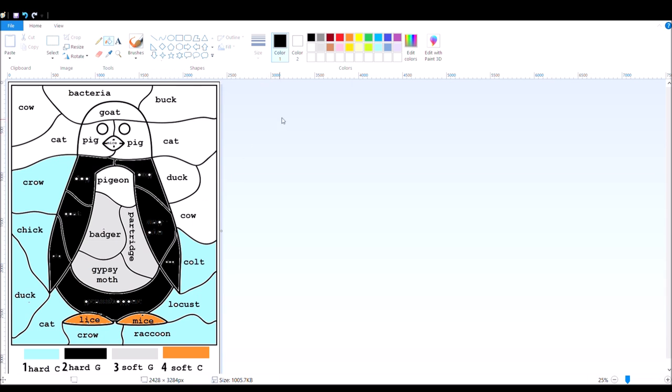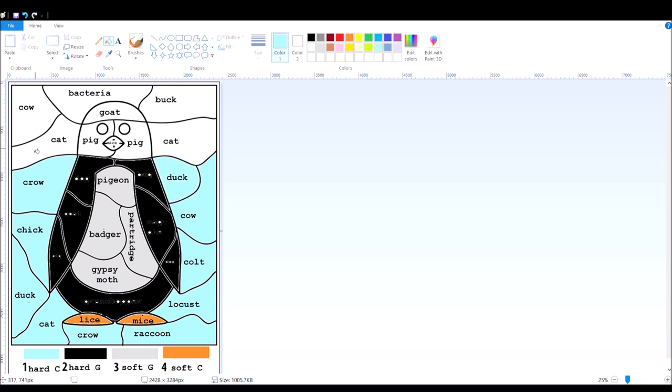Next one is cow. The C is followed by an O. It's therefore hard C and blue. Now the next one in line is pigeon. The G is followed by an E in pigeon. Therefore, it's a soft G and gray. And duck. The C is followed by a K in duck. It's therefore a hard C.